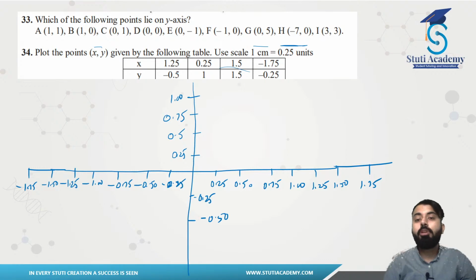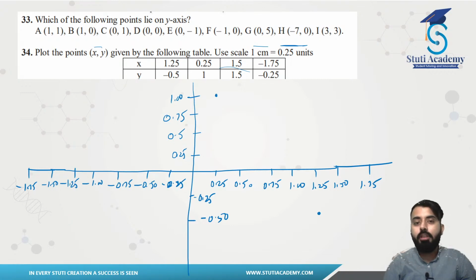Now you have to plot 1.25 and negative 0.5. So you see 1.25, that is here, and negative 0.50, that is here. So this is the point. Then we have 0.25 and 1. 0.25, 1 should be here. So that is the point.